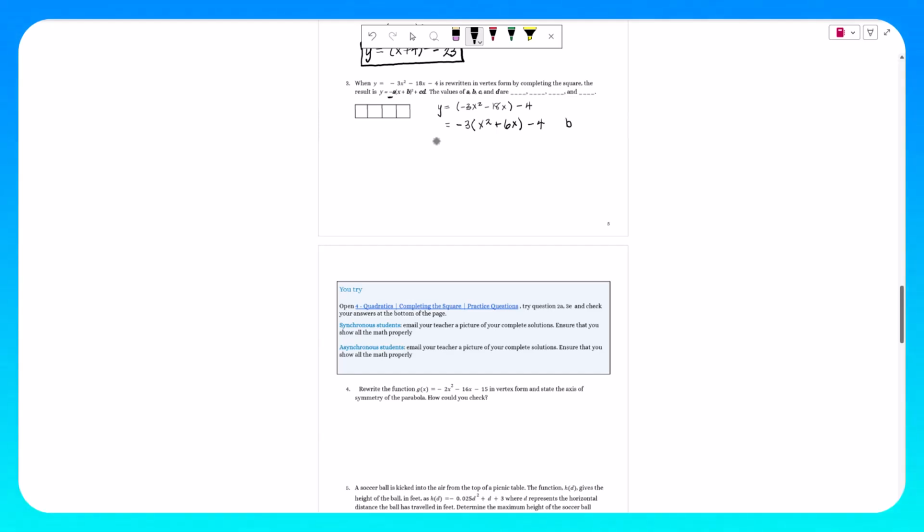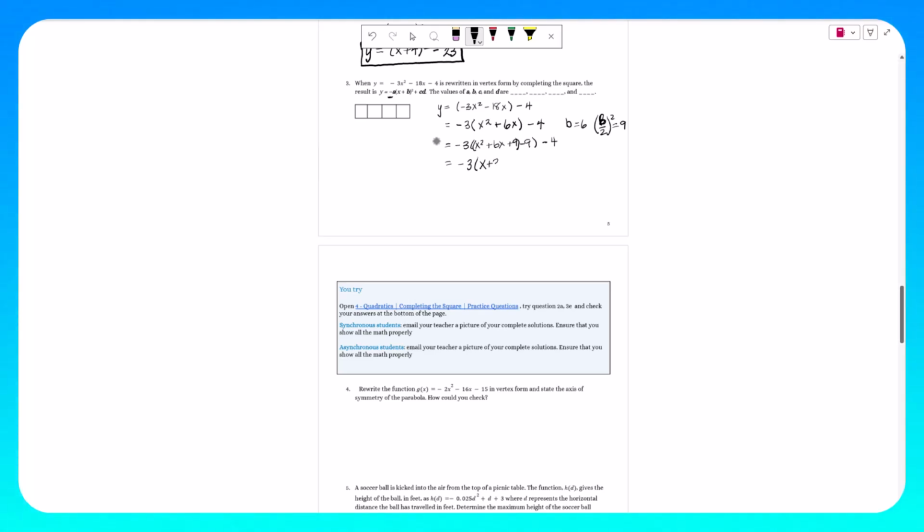Now, in this case, my b equals 6. So my 6 over 2 squared is 3 squared, which is 9. So I'm going to add and subtract 9 inside those brackets. I'm going to put the first 3 terms in brackets, and that is my perfect square trinomial.